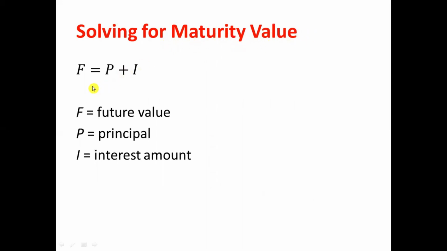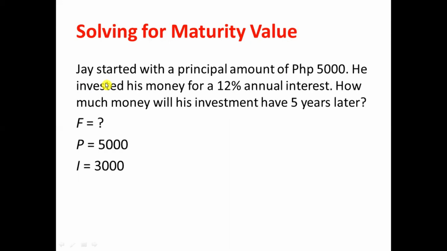So, like simple interest, the formula is pretty simple din. Future value is equal to the principal plus the interest amount na kinalculate natin kanina. We have here the same problem. Jay started with a principal amount of 5,000 pesos. He invested his money for 12% annual interest. How much money will his investment have 5 years later?